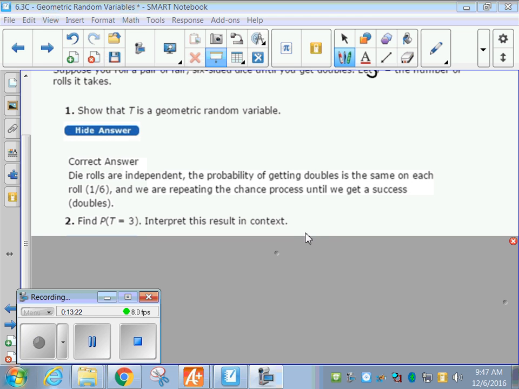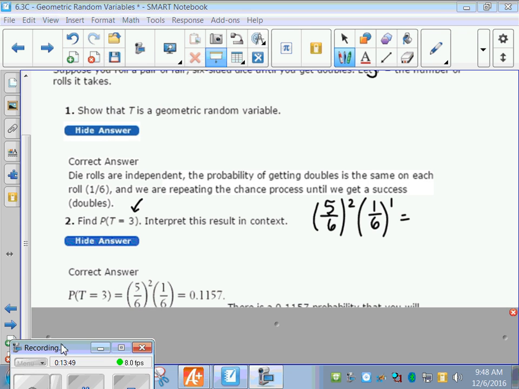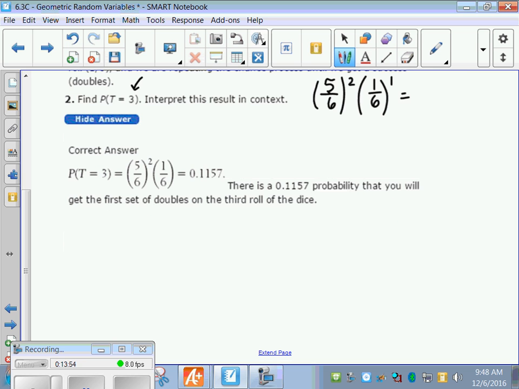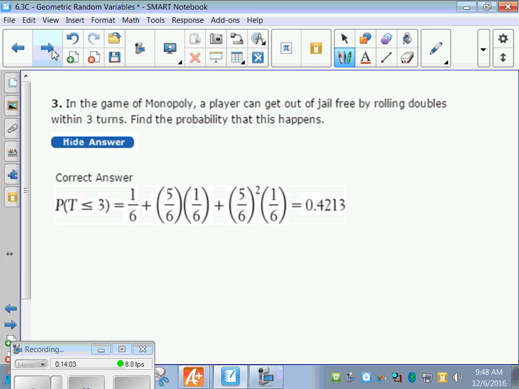All right, so what's the probability of not getting doubles? Okay, so we're going to start with 5/6, because we have to not get doubles a certain number of times, right? We want to succeed on the 3rd time. So how many times do we not get doubles? Twice. And then we have the probability of success to the 1st power, because we succeeded on that one. Okay, multiply that out, and you should get 0.1157. So there is an 11.6% probability that you will get the first set of doubles on the 3rd roll of a dice. Okay? All right.